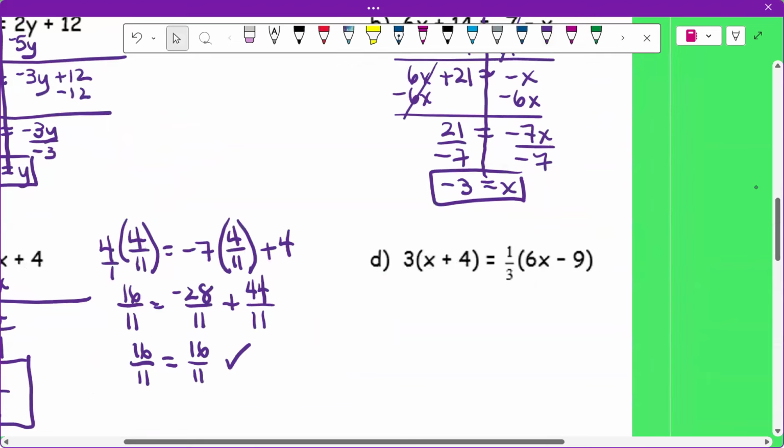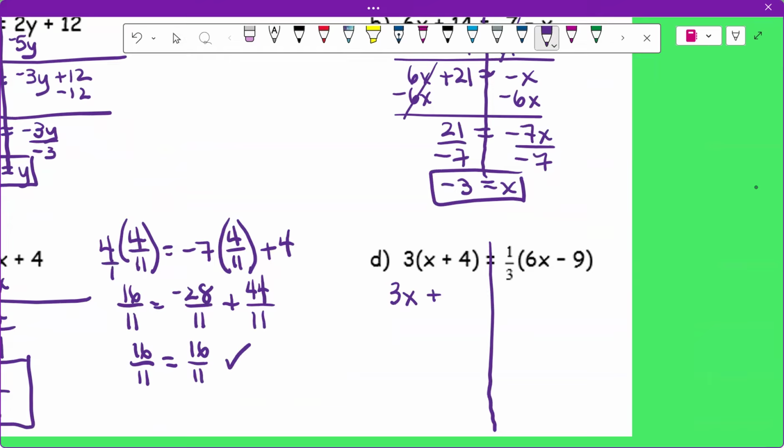On D here, what do you think we're going to have to do first? Did you say distribute? Absolutely. So we have 3x plus 12 equals what? 2x minus 3. Exactly. You finish solving this problem now.